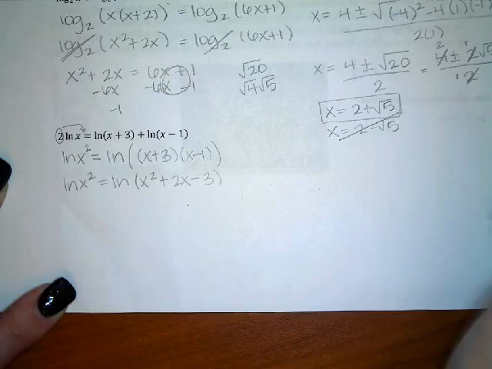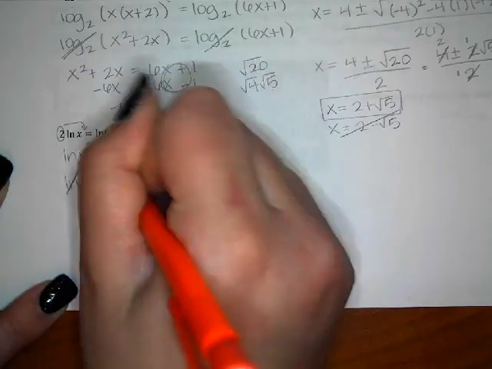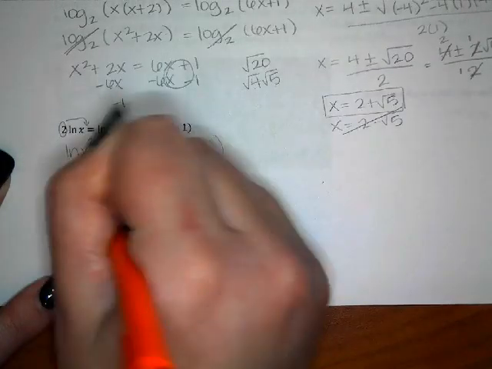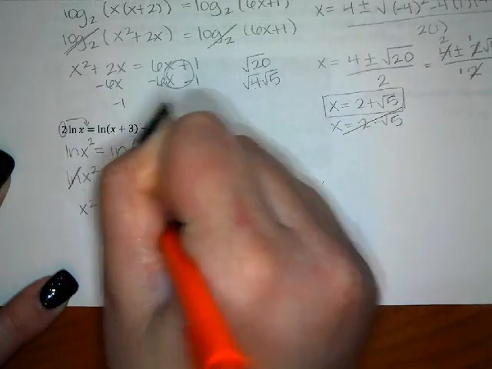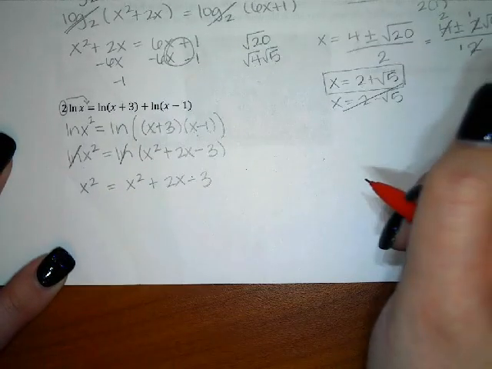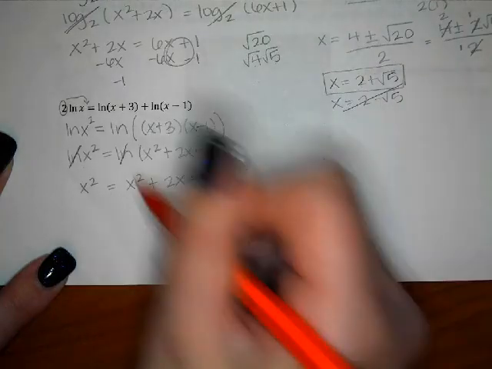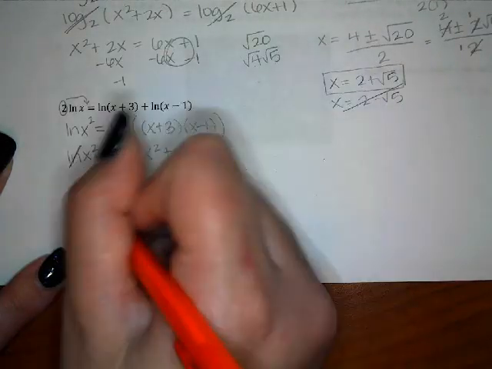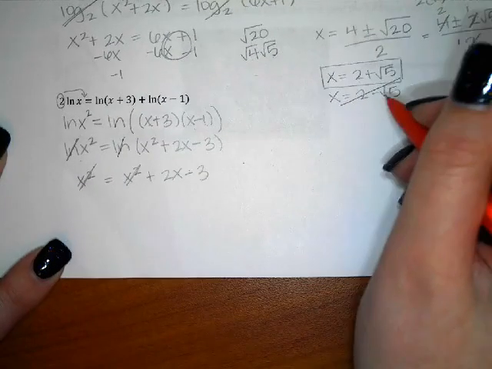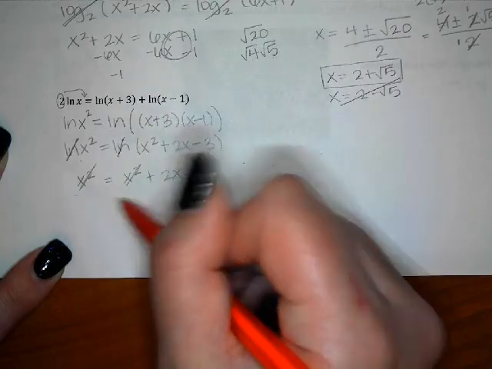And now I have a log on both sides, so I can get rid of that log. And that leaves me with x squared equals x squared plus 2x minus 3. And this equation is kind of nice. It looks like a quadratic, but our first step can be to cancel out an x squared on the left side and an x squared on the right side. There's exactly the same amount of them, and so I could just subtract x squared and subtract x squared, and that gets rid of both of them.